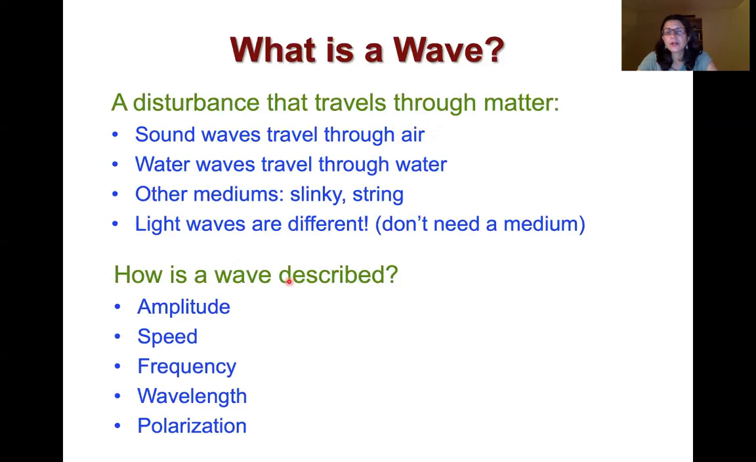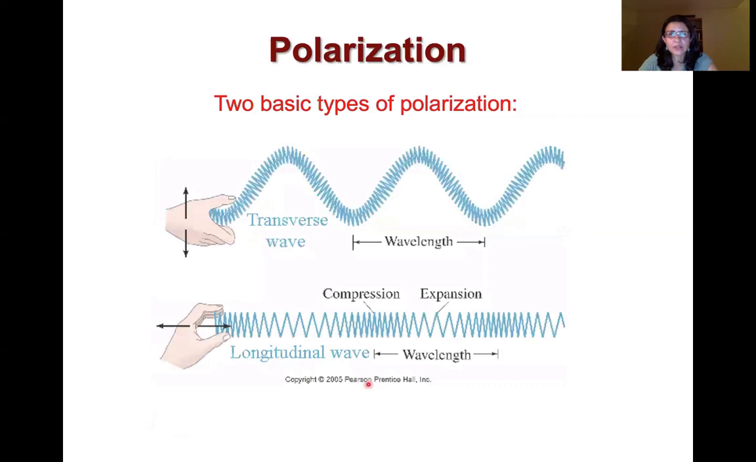Okay, so how do we describe a wave? Waves have different characteristics or features, and I will talk a lot about these today, such as the amplitude, speed, frequency, wavelength, and polarization. I'll start with polarization, which basically describes how the wave propagates.